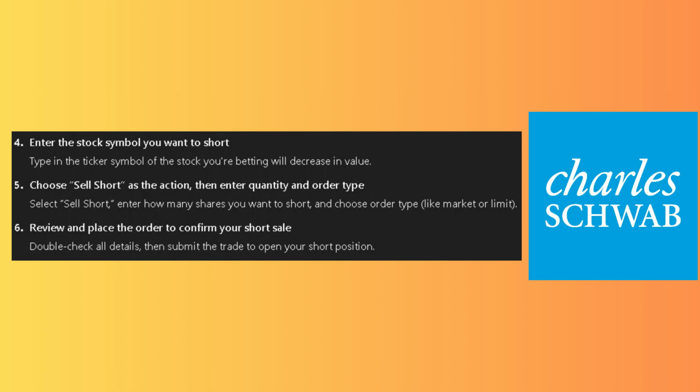Choose short sell as an action, then enter the quantity or order type. Select short sell, enter how many shares you want to short, and choose your order type, such as market or limit. Review and place the order to confirm your short sale. Double check that all your details are correct, then submit the trade to open your short position.